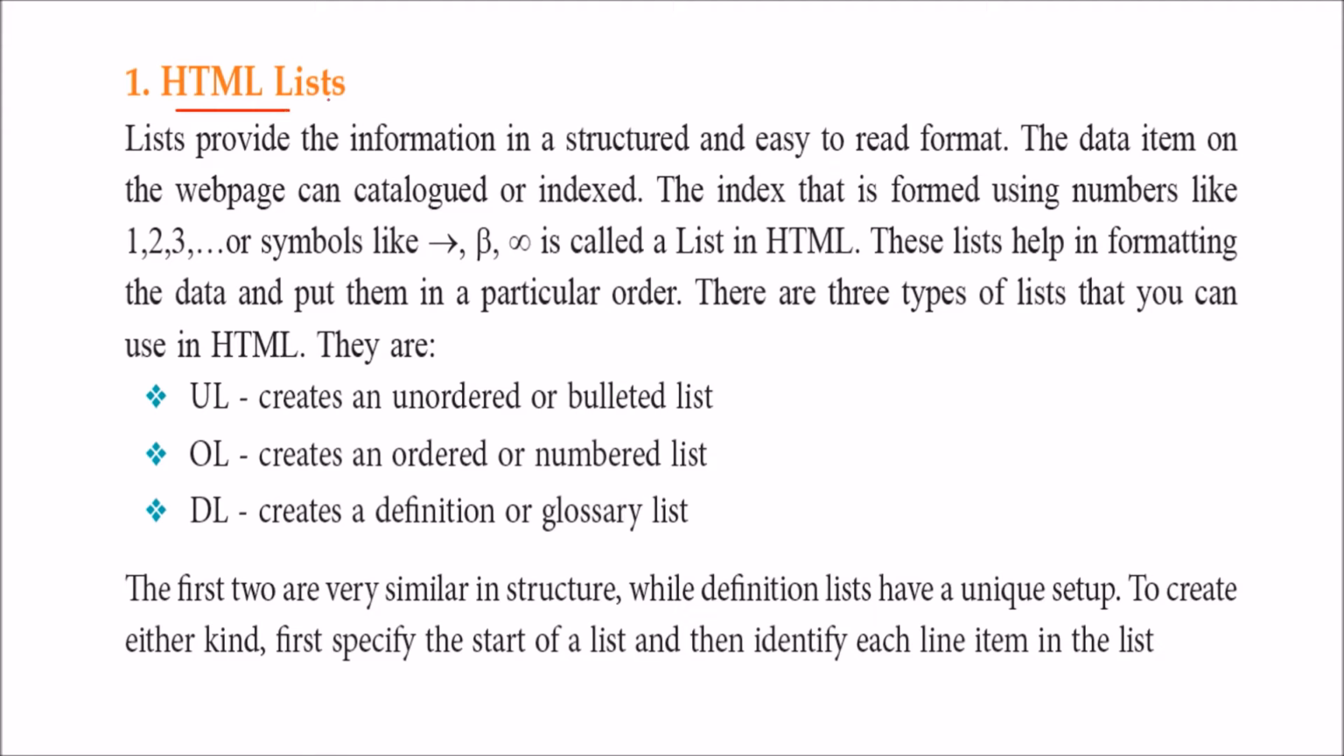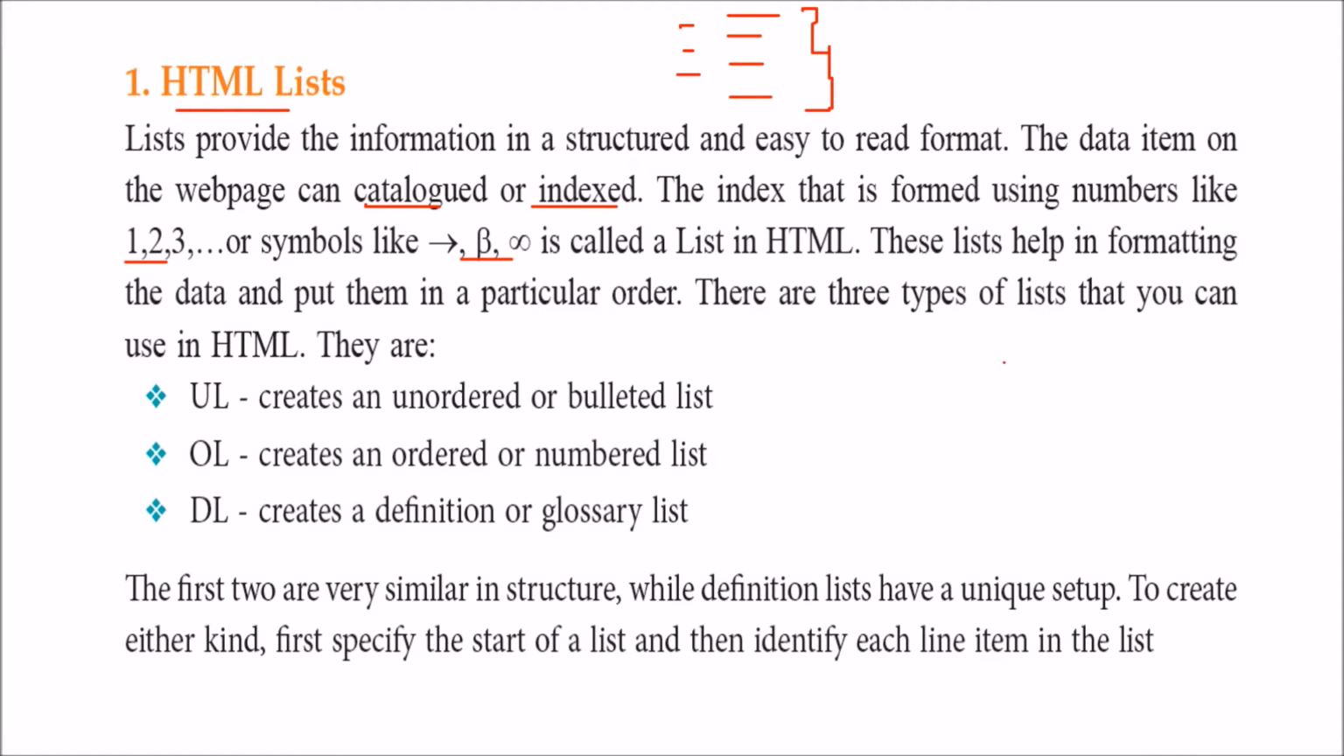HTML list is a very structured and easy to read format. This is the information you want to put, so you can use the list. The data items on this web page can now be cataloged or indexed. You can have numbers like 1, 2, 3, or even some symbol like this. These are called lists in HTML. So the list makes your document or web content formatting quite easier and in a particular order.